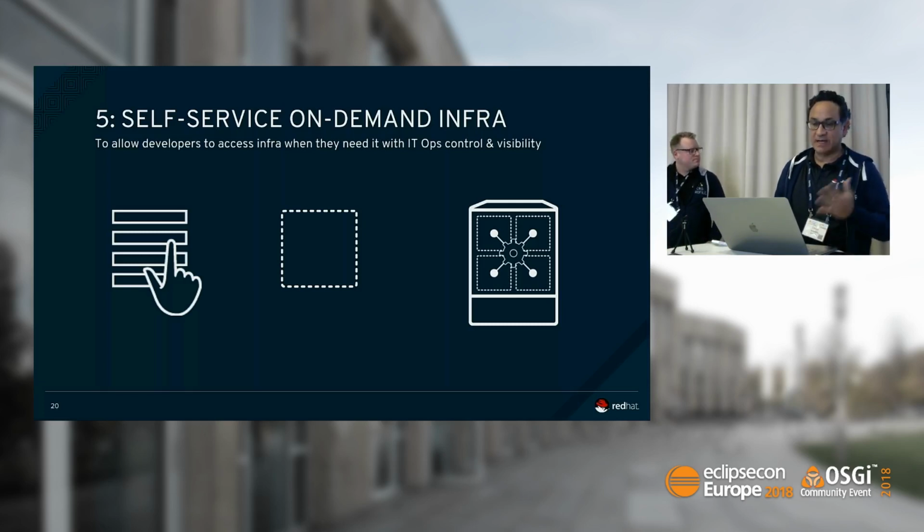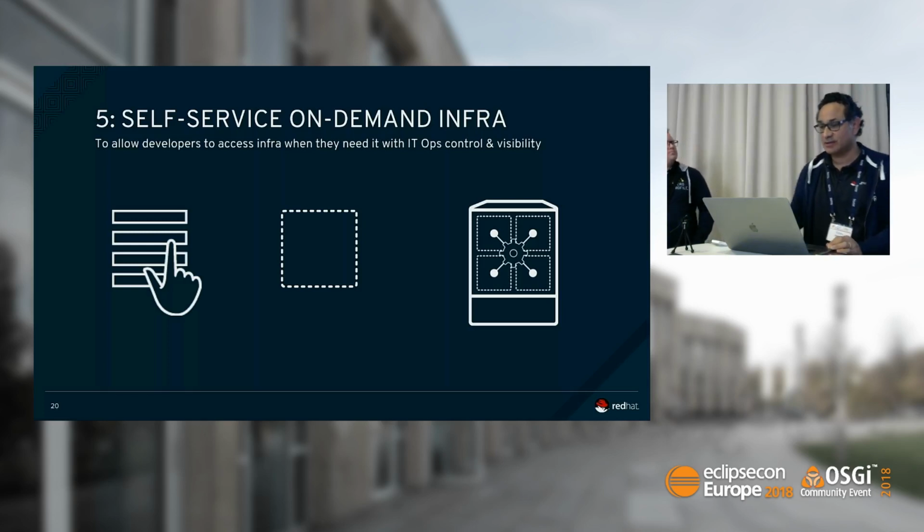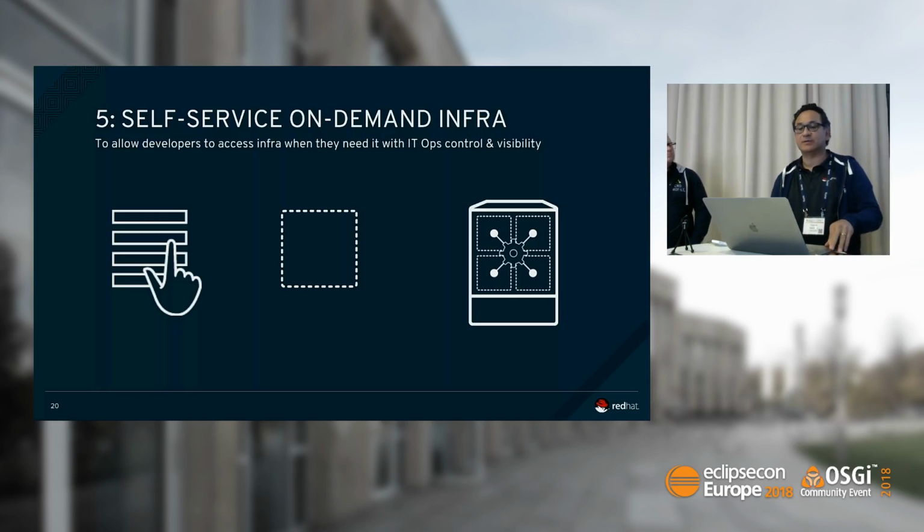So step number 5, in no particular order, is self-service on-demand infrastructure. And the idea is to allow developers to access the infrastructure when they want, without having to ask IT or wait for IT to procure that environment for them. And so this is self-service on-demand infrastructure, and a good fit for this type of environment is containers. And so it's an easy way to basically encapsulate an environment and replicate it.